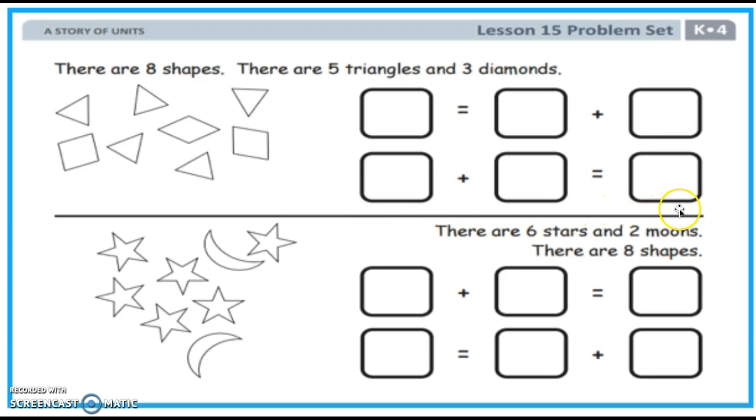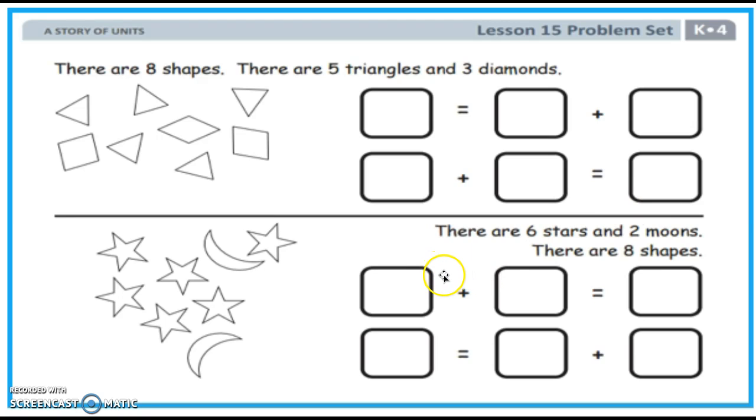This problem is written a little backwards. It's kind of flipped. You notice it has the plus sign here, so we know that the part and part will go here. So write one part of this equation here and one here. How many triangles? How many diamonds? Then we see the equal sign, so we know that this one over here all by itself is the whole, and that's where we're going to write how many shapes there were all together. Pause the video if you need more time, and then I'll read the next problem to you.